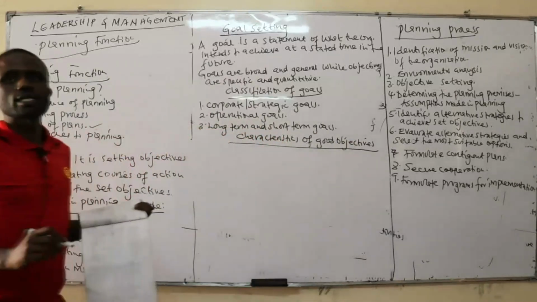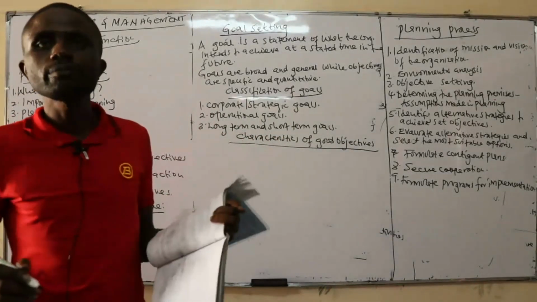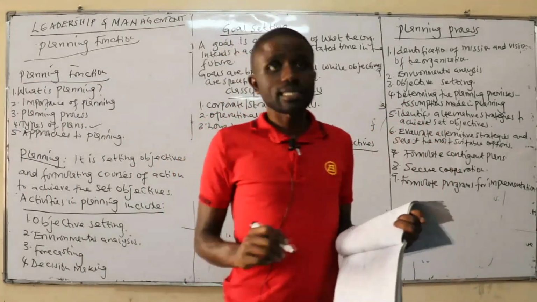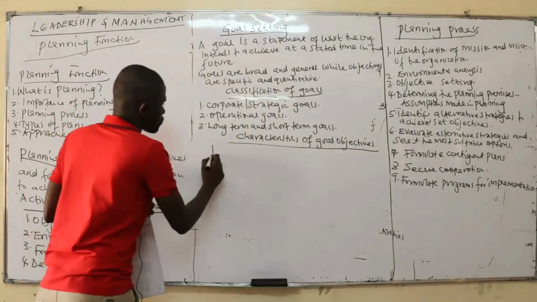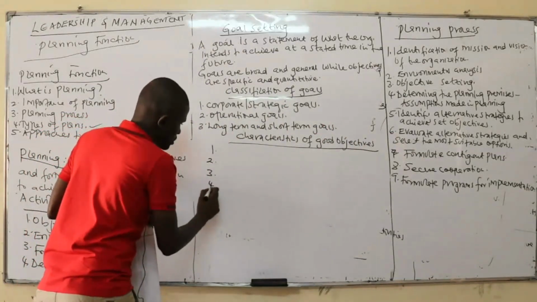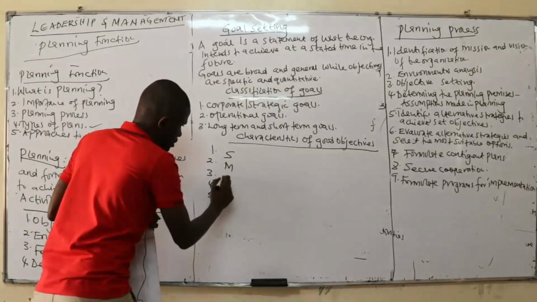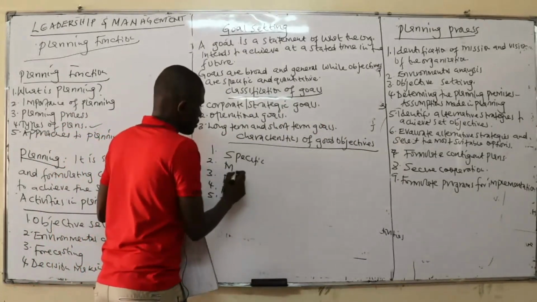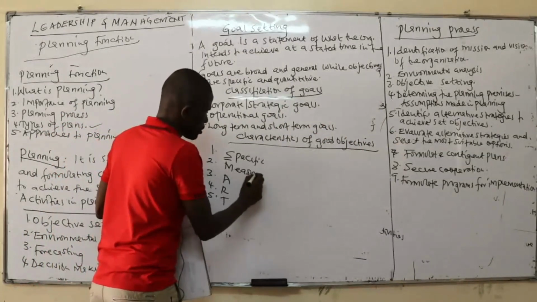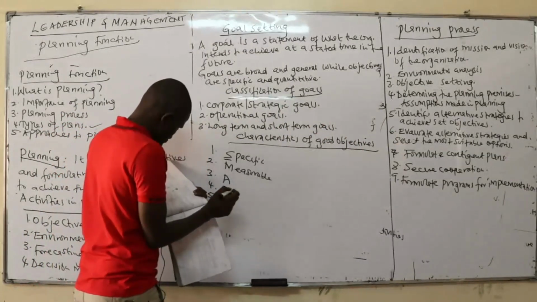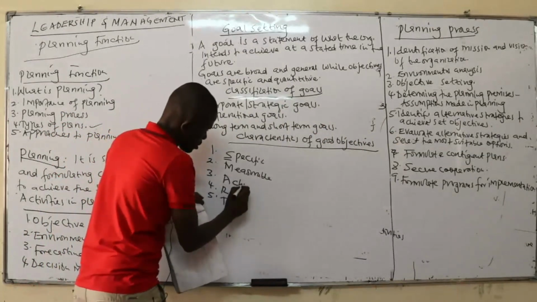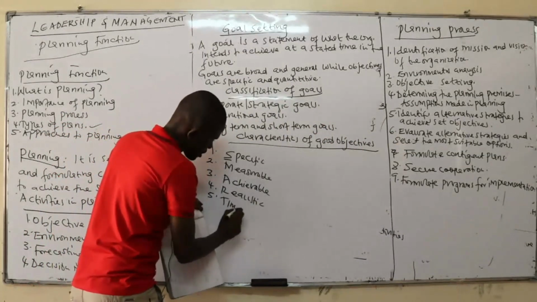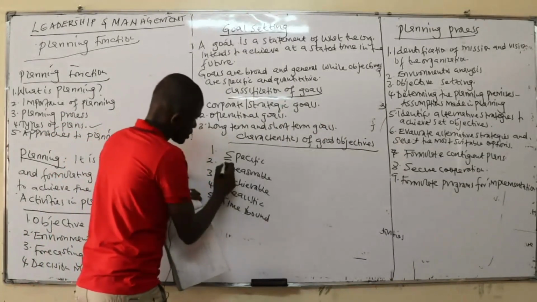There's an acronym we use when we are talking about characteristics of good objectives. Which is that acronym? I have heard it. SMART. So when you're talking about characteristics of good objectives, they should be SMART. SMART means specific. Then M means measurable. A means achievable, R means realistic, and time bound. So that's what it means by SMART.